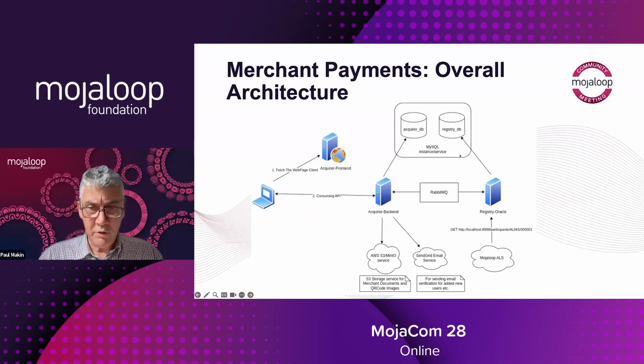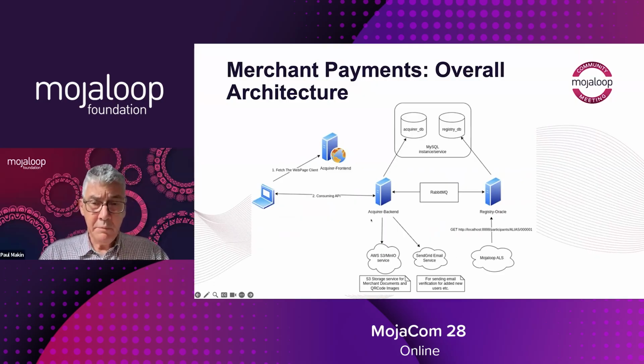This is the overall architecture, which is not terribly enlightening, I'm sure you'll agree. But the point is, we have a misnamed acquirer database, which is actually the merchant registry, which is where we gather all the information about the merchant. And the registry database here is actually what's used for the Oracle to connect to the account lookup service. This is the only representative here of the Mojaloop Hub.